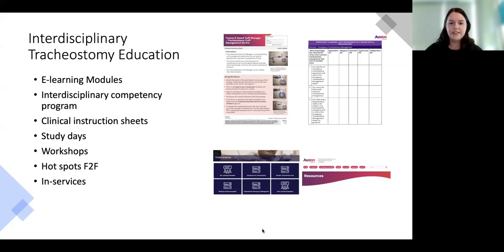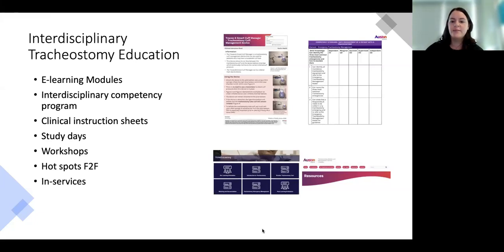We have face-to-face education, in-services, workshops, training, study days. But more recently, we've developed some new e-learning modules and an interdisciplinary tracheostomy competency program that's for nurses, physiotherapists, and speech pathologists, as well as some new resources for patients, carers, and families that are living with a long-term tracheostomy in the community. We are incredibly excited to be able to share these with you in the near future.